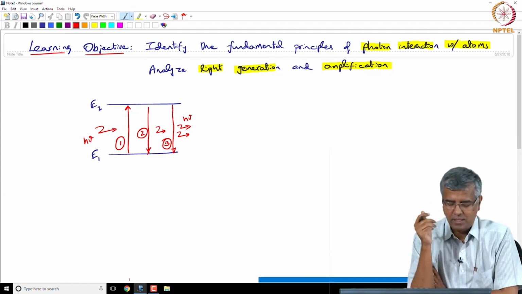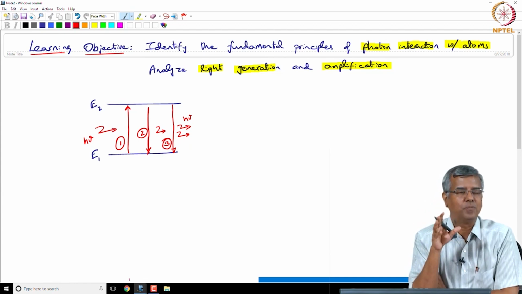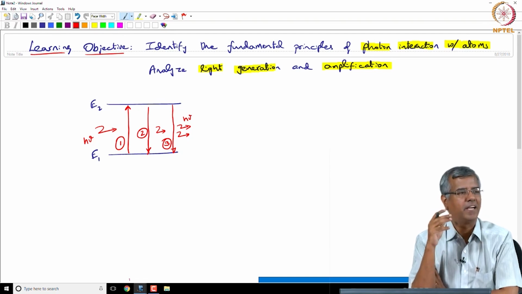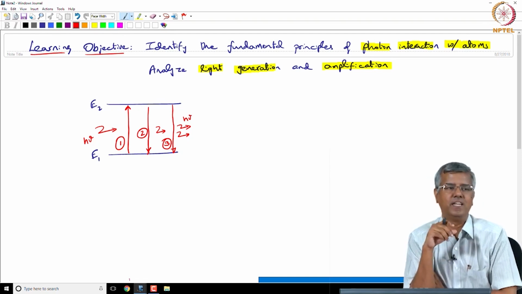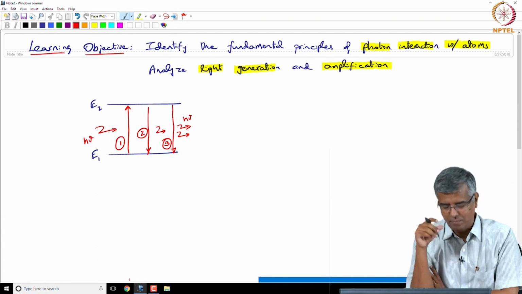The question is, why is the frequency the same? At this point, we are just considering two energy levels. We will go on to the picture where we consider a band of energy levels in the excited state and a band of energy levels in the ground state. We will come to that.